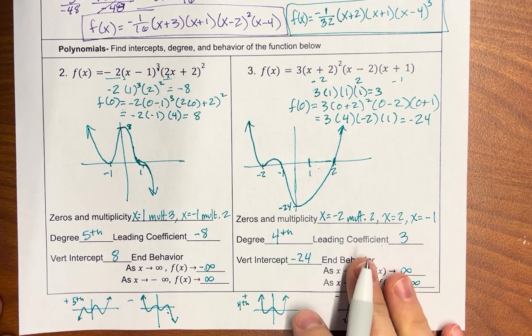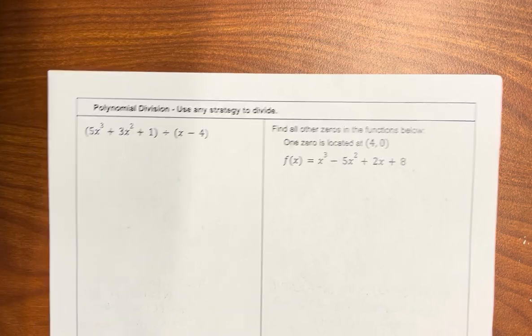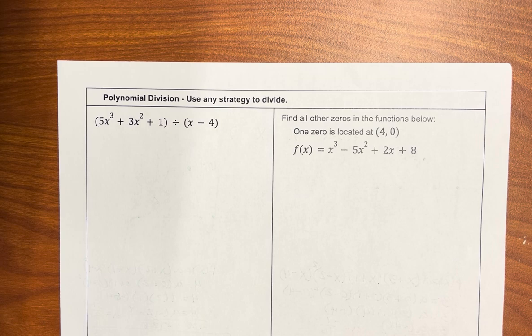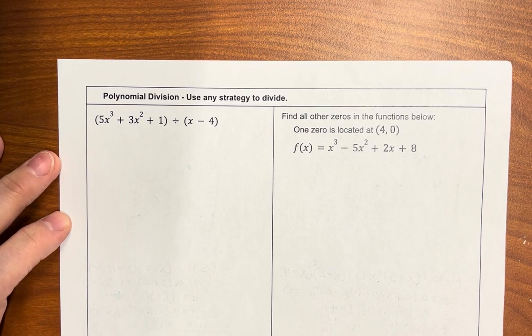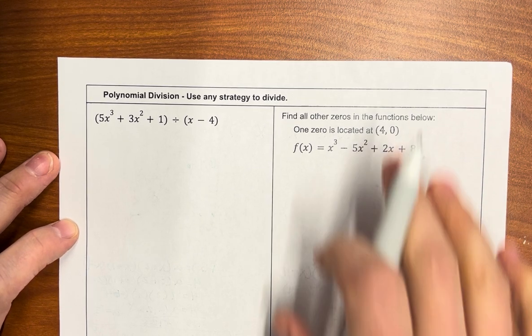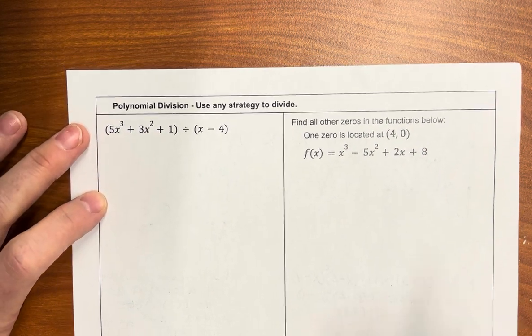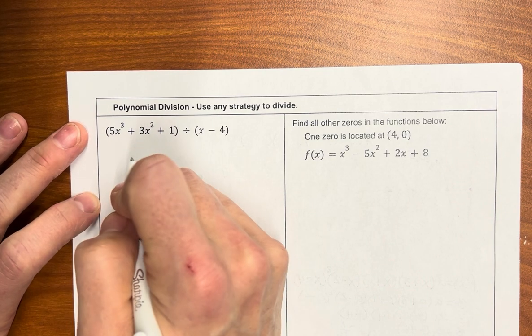All right, the last couple questions here are polynomial division. In this case, we can use any strategy. I'll post my answer key with all strategies shown. But I'm going to use long division for one, and synthetic division for the other, and then I'm going to use synthetic division on the second side over here. Okay, so let's start out by doing long division on the first one.